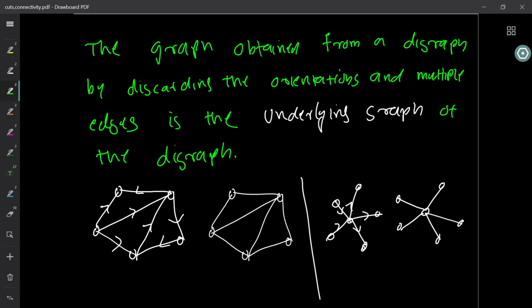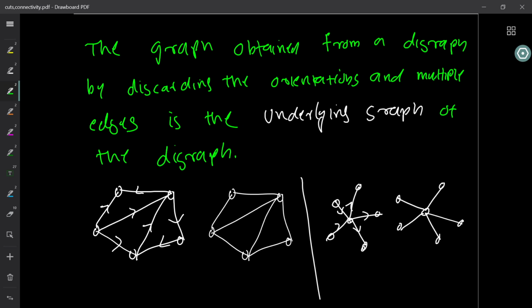Given a directed graph, or digraph, we can also look at the graph that is obtained by discarding the direction. So I will just consider these arcs as edges, and then what I get is basically called the underlying graph of the diagram.